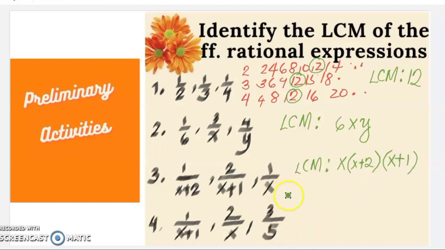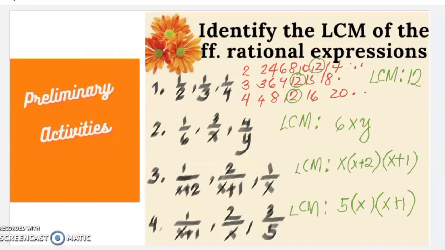Right? Easy. And lastly, the LCM for this is 5 times x plus 1. It is much better if our LCM is in factored form so that, let's say, we can cancel right away in the numerator and denominator when we see common factors. Okay?